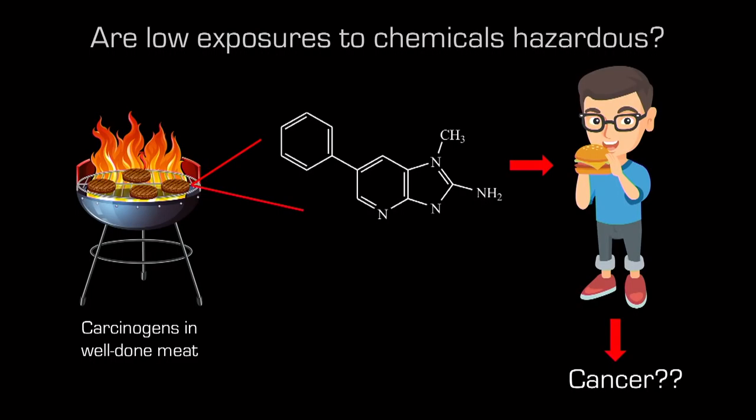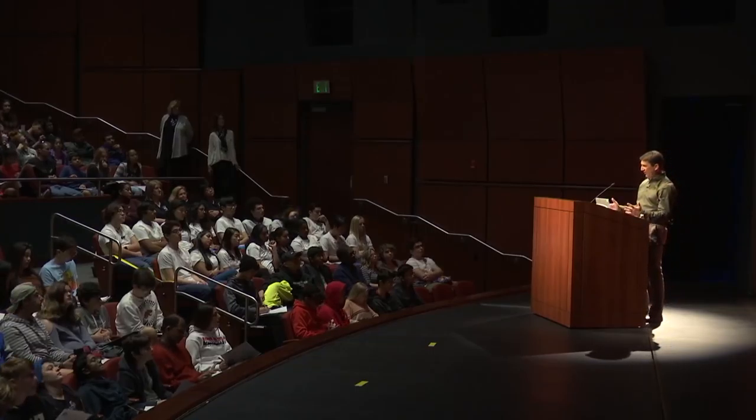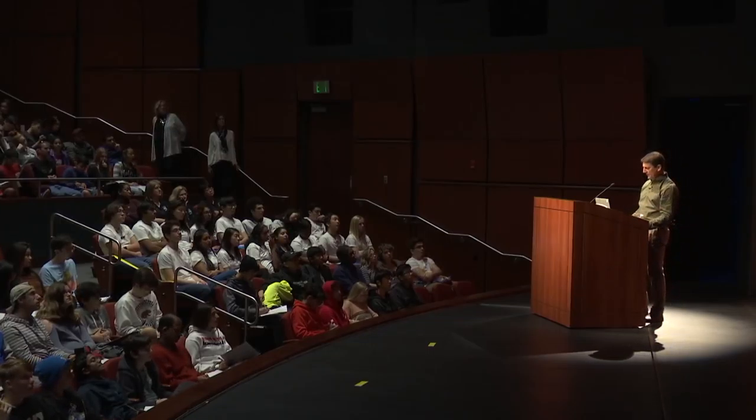So that brings us back to our fundamental question: are low exposures to chemicals hazardous? Well, we did a lot of work at the lab, and we determined that there are carcinogens that are formed when you cook meat at high temperatures, like barbecuing or grilling. These chemicals are called heterocyclic amines, and they form on the surface of hamburger and chicken and other meats while you cook them. Now, we did some studies in the lab with these chemicals using animals to see how hazardous they were. Well, when you expose animals to high doses of these chemicals, yes, they form tumors and they get cancer. But our question is, what happens when you get exposed to very low doses, like someone might get by eating a barbecued hamburger? Is that going to cause cancer in a human?